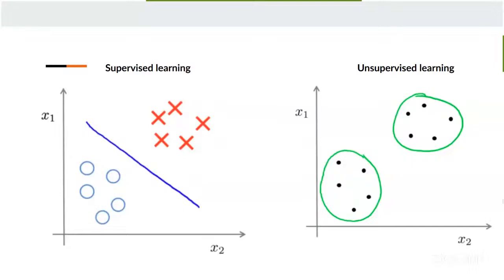Can you give me any examples of unsupervised learning? Examples where you don't have any label information, and you want to learn the labels on your own.